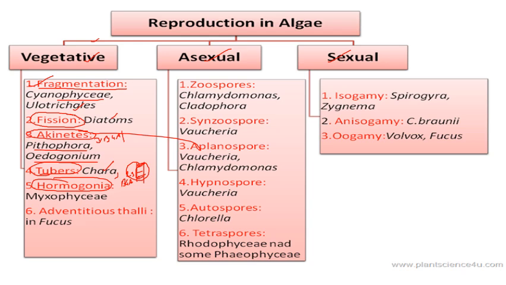Then there are some adventitious branches or thalli. In large giant algae like brown algae, when branches detach from the thallus, they can give rise to a new individual. It is found in Fucus, and another example is Dictyota. So these are brown algal forms.